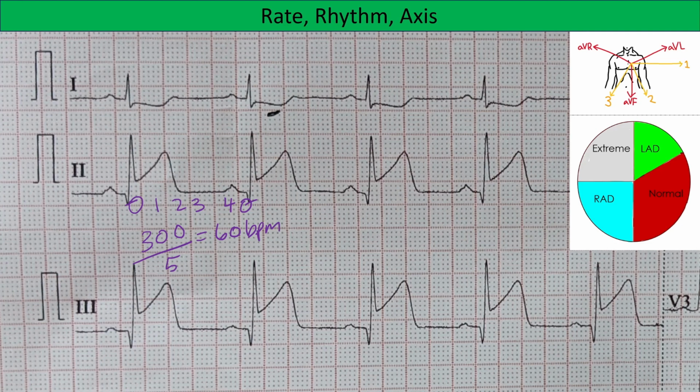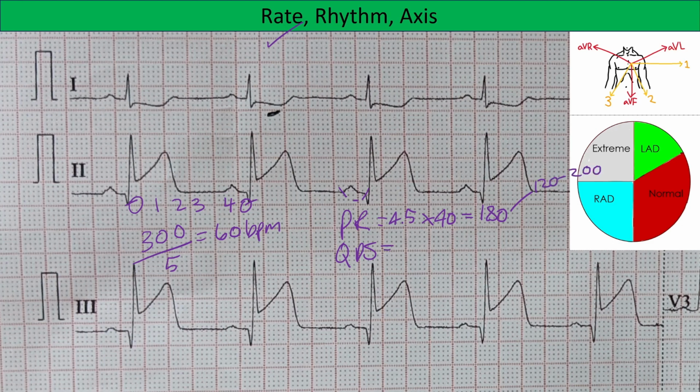Now we move on to rhythm, which involves the PR interval and the QRS. Now the PR interval ranges from there to there. That's 4.5 small boxes. 4.5 times 40 is 180. Remember, we multiply by 40 because each of these small boxes is 40 milliseconds. As long as the PR interval is between 120 and 200, we're happy.